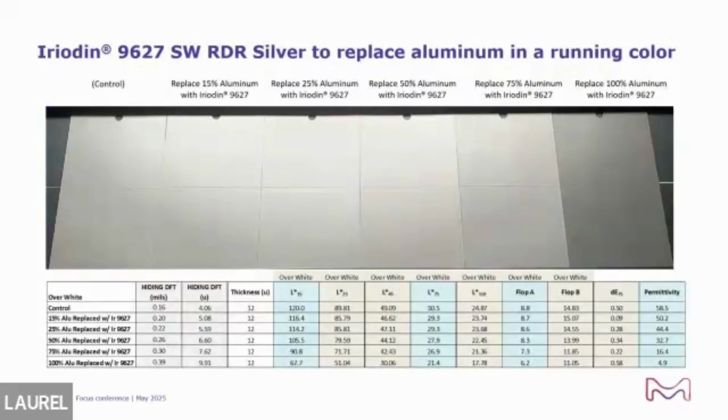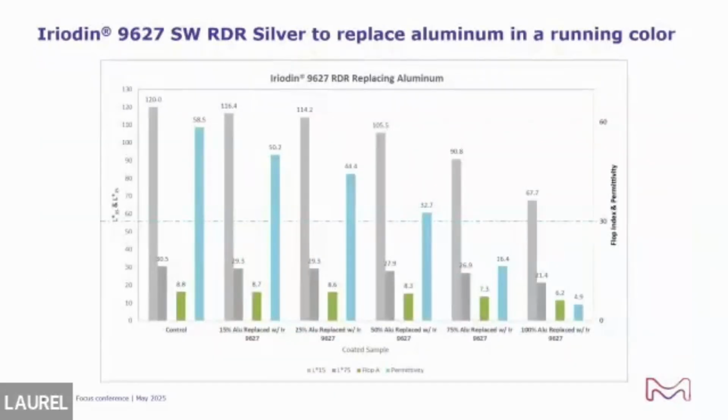So here's the data. This shows you the 15 degree view angle. That's your flash color. The one we just showed is your face color, right? So it's the same idea. Somewhere between 50 and 75 replacement, you still have a decent color as a silver color. And if you replace 100%, that's just way too dark.